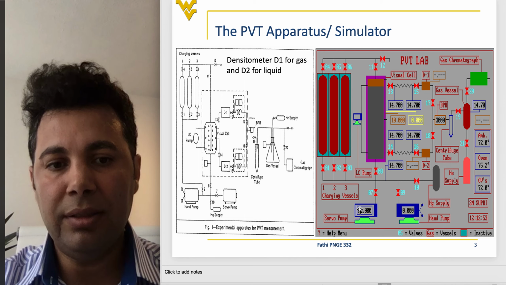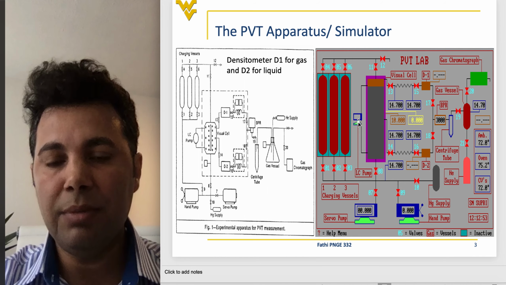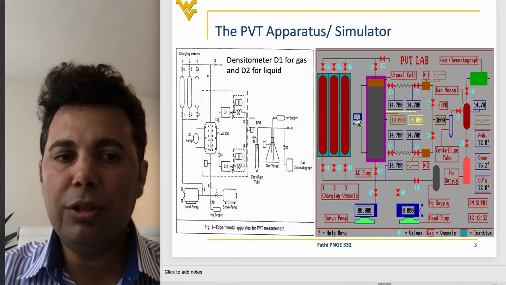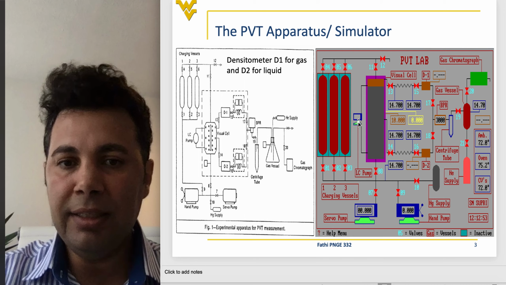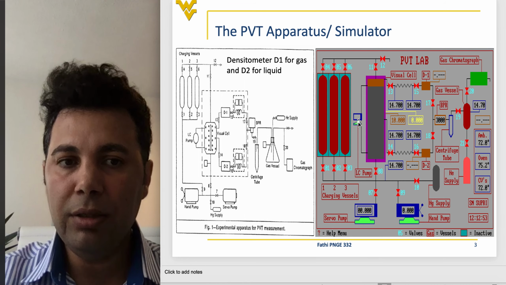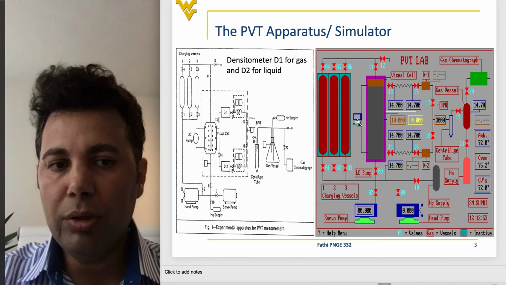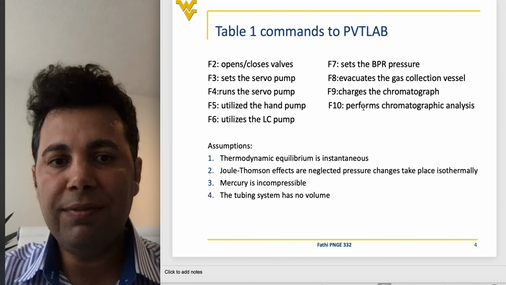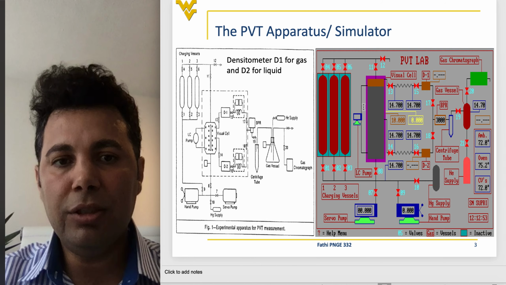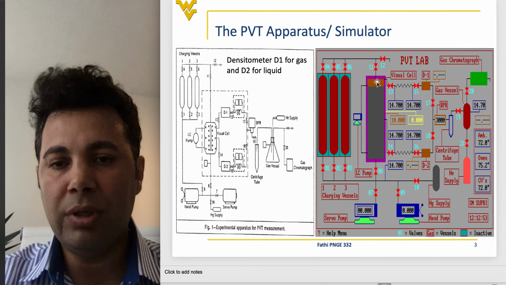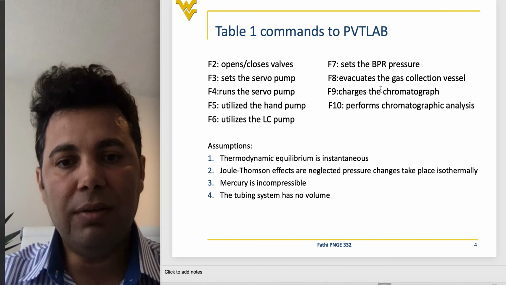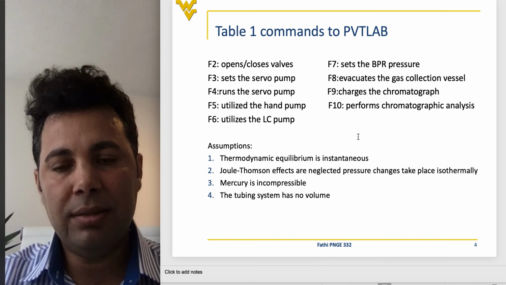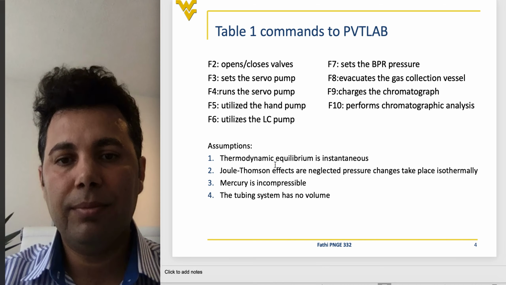F3 operates the servo pump. F6 operates the LC pumps to shake. So for single component, we are not going to use it, but for multi-component, every time you change the volume of the cell by adding or removing the mercury, you must shake the cell. Otherwise, your reading would be wrong, okay? And then we use F10. F10 is the gas chromatograph, which basically tells you what is the composition of the gas or liquid inside the visual cell. And then the rest of the keys we will use later on in lab number 2 or lab number 3. Then I'll go over it when we get there.